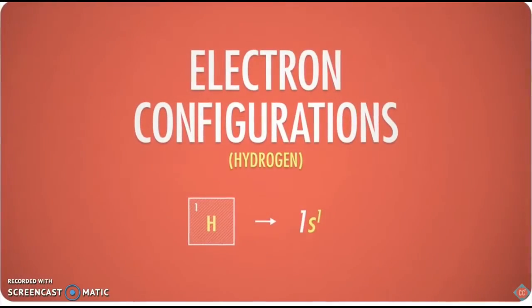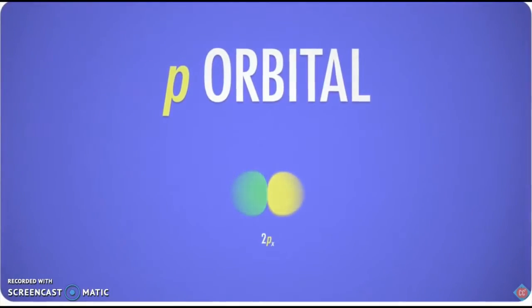Hydrogen has 1 electron in its s orbital. Helium, an ultra-stable, very low-energy noble gas, has 2. It's happy because it has its shell filled. But of course there are other sorts of orbitals as well. After we fill the first and second s orbitals, we move on to filling the p orbital.